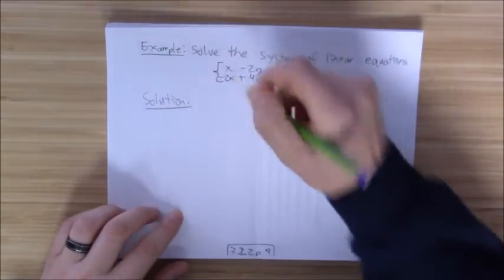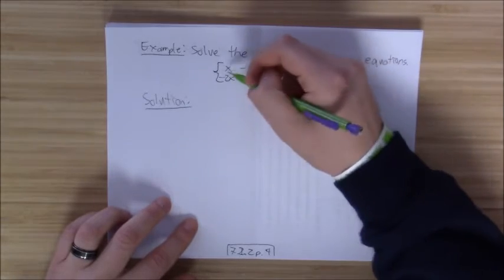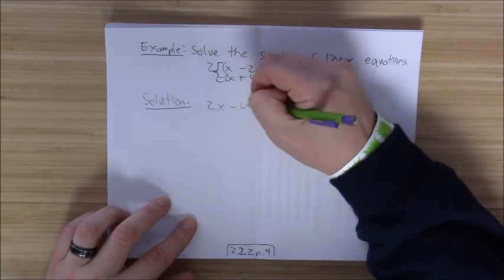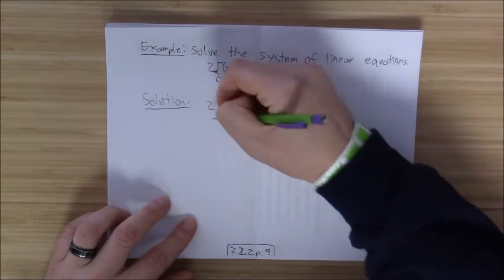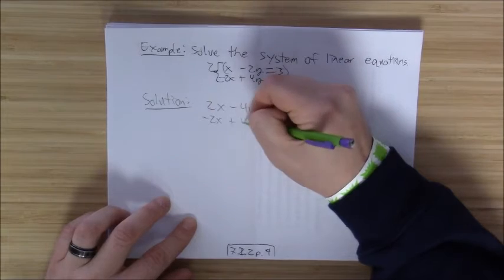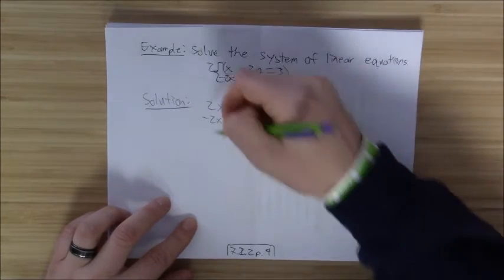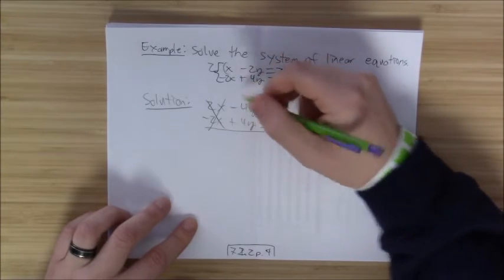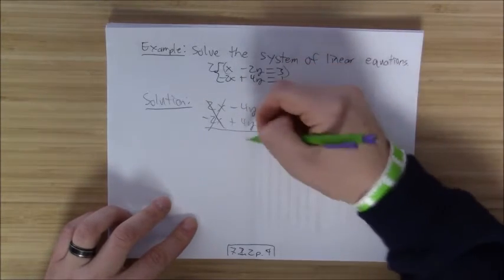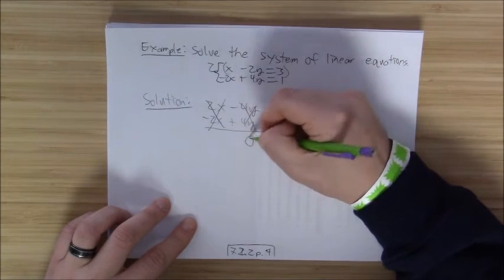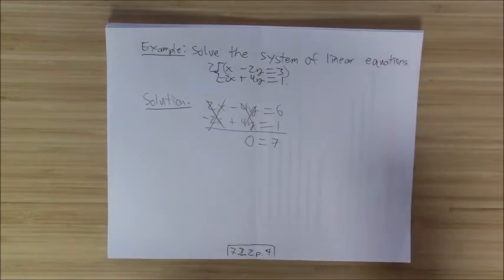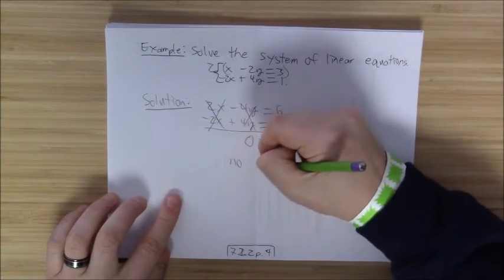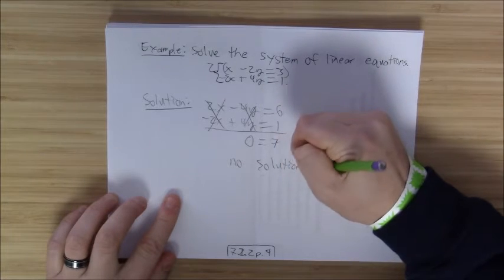So solving this out, let's go ahead and do elimination by multiplying the top equation by 2. So we have 2x minus 4y equals 6. And then we have negative 2x plus 4y equals 1, which means we can eliminate the x's. But when we do that, the y's also get eliminated. And so we end up with 0 over here. But on the other hand, we have 0 equals 7. Well, since that can't happen, this has no solution. That is, this is an inconsistent system.